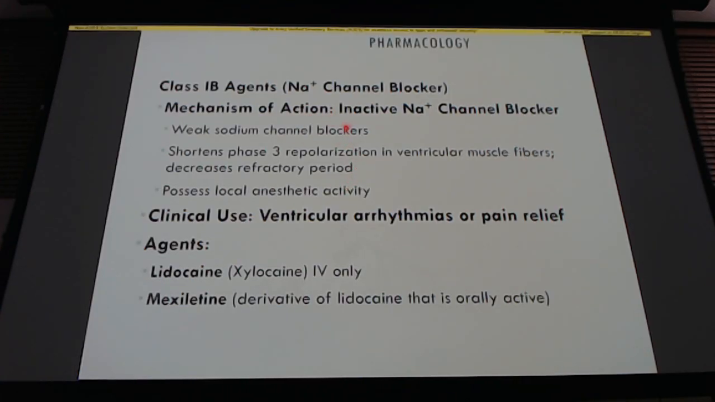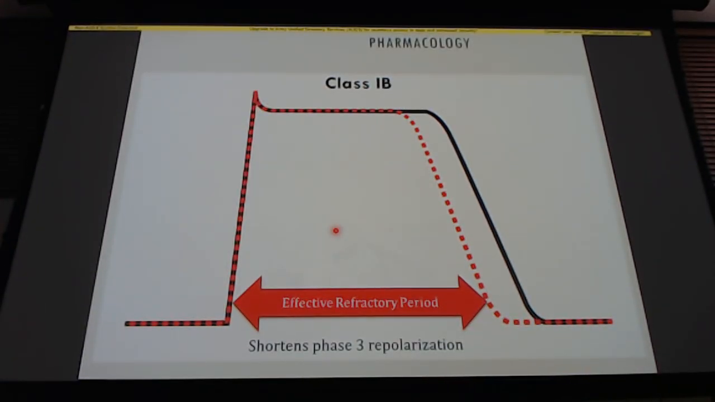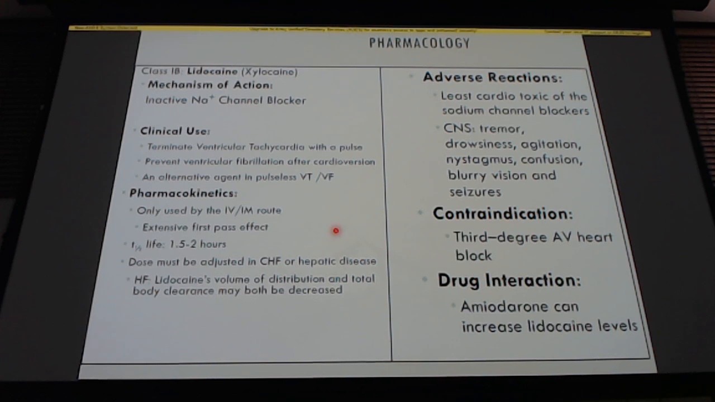So here, all I need you to know is sodium channel blocker, and you can use it for our ventricular arrhythmias. Typically, we're using it for pain relief. When I'm looking at my clinical use, I already told you that we have it for our ventricular tachycardia.